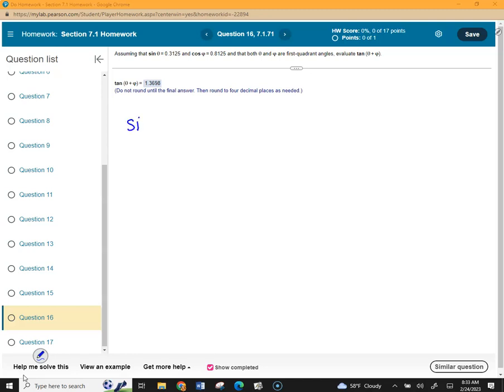God. So we're given that sine of theta is 0.3125 and cosine of whatever that is 0.8125. Those are terminating decimals, which means they have a cutoff value.